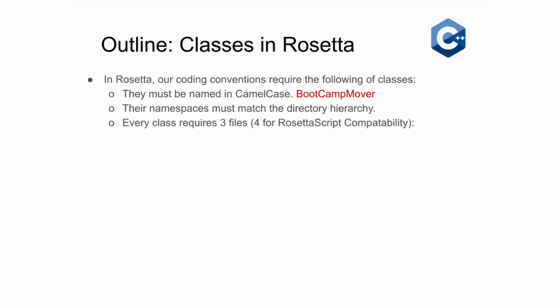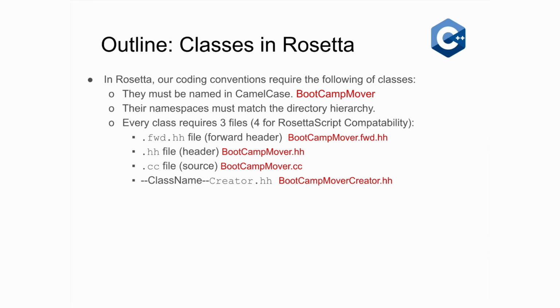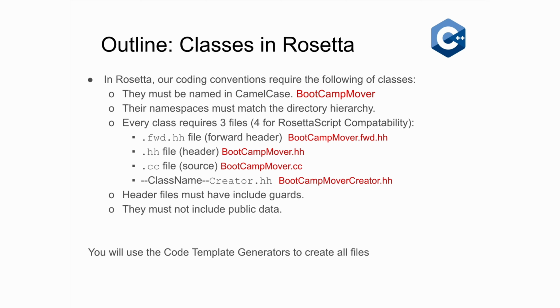And every class requires 3 files. So it should have a forward header file, your regular header file, and then your CC file. And then the creator class. And your header files will have include guards, and they must not include public data. So fortunately, there are code template generators to generate all of these files for you, and then you'll just kind of fill them out.